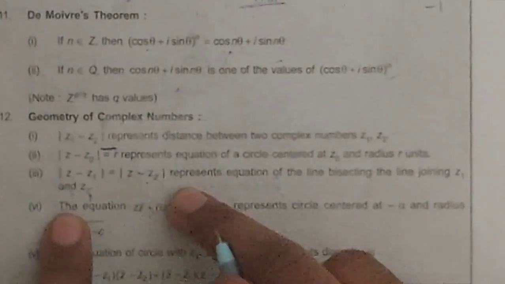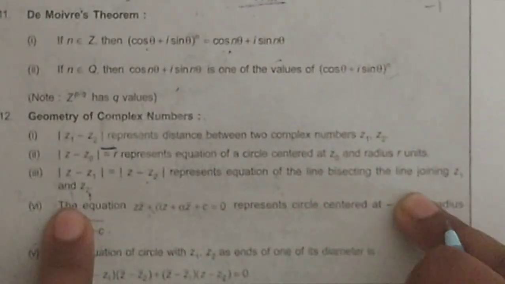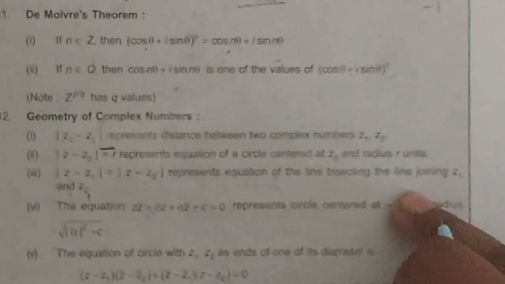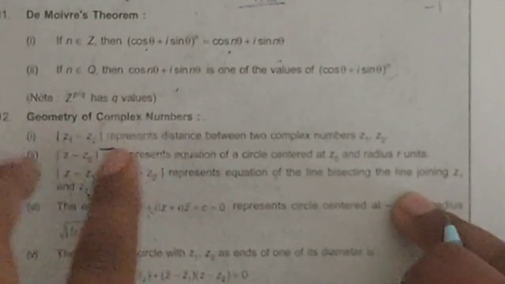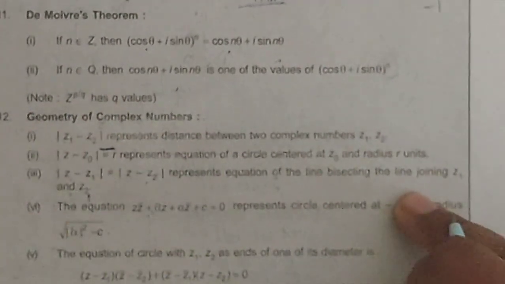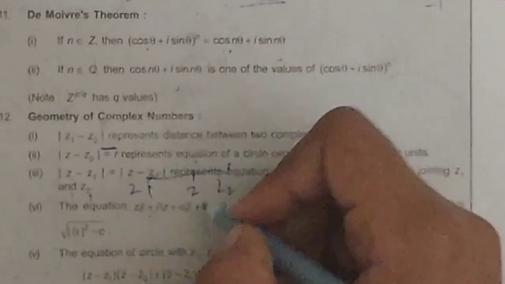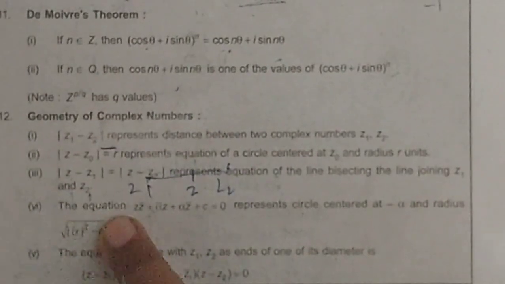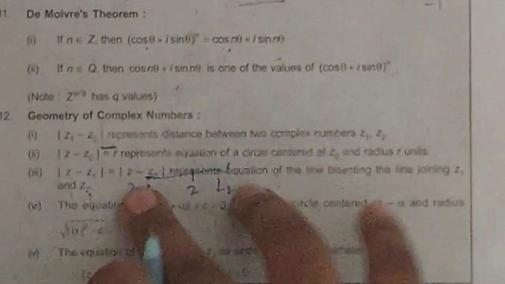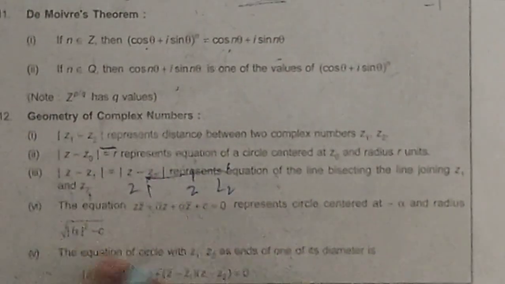Modulus of z minus z1 is equal to modulus of z minus z2. This is simply the equation of the perpendicular bisector. These two are the same lines, right? Basically, it is z1, it is z2, and the bisector z. So this is z1 and z2, there's a line joining them, and z is on the bisector. So this is the equation for that.